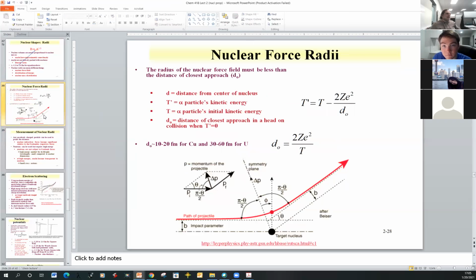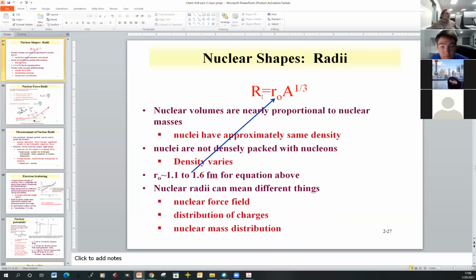This R naught is related to how nuclear density changes, the skin thickness. There's a part of the nucleus which is super, super dense, and then a part towards the end that's not as dense. The R naught is related to that density, so the less dense a nucleus is, the larger that R naught factor. Do you guys have any idea how dense a nucleus is?